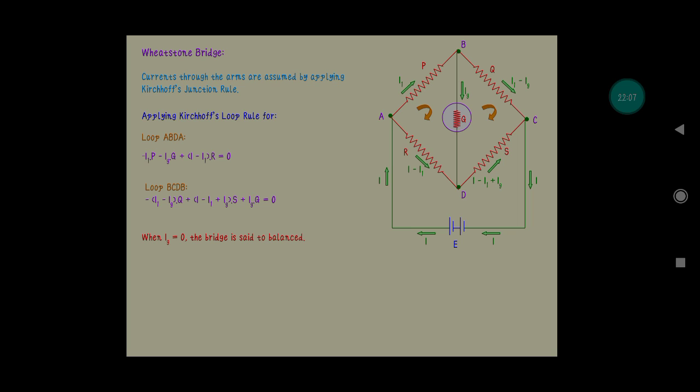The potential between B and D, if it is the same, then there is no current through the G, right? Will you agree with this point? So that condition is called a balanced condition.